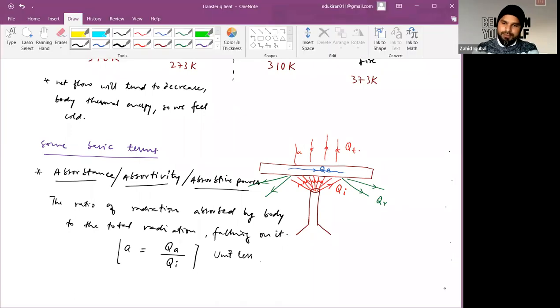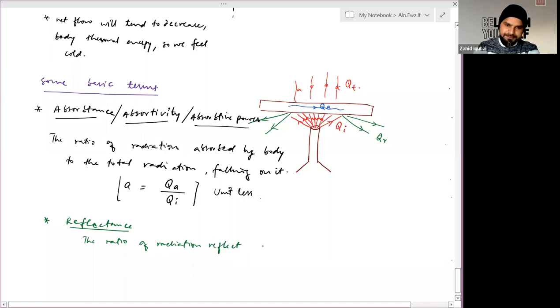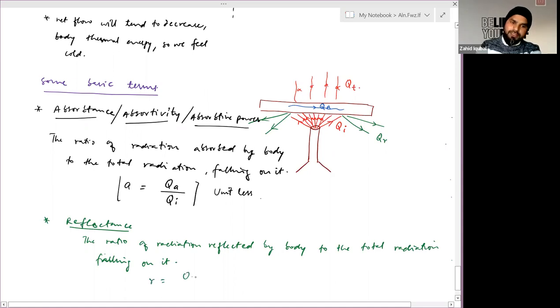Next is related to reflection. We may define reflectance, reflectivity, or reflective power, all the same. It will be the ratio of radiation reflected by the body to the total radiation incident on it or falling on it. So it will be R equals Q reflected by Q incident. Again, it is just a ratio of the same term, so it will be a unitless quantity.